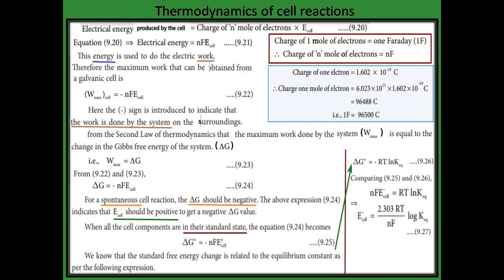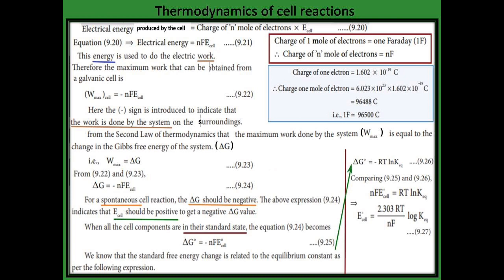We get the equation delta G is equal to minus nFE cell. For a spontaneous reaction, the delta G value is always negative. So in this equation, the E cell value should be positive. Then only we get the delta G value negative. Then suppose all the cell components are in the standard state. Standard state means temperature should be 25 degrees Celsius and pressure should be 1 atmosphere. That is called a standard state.